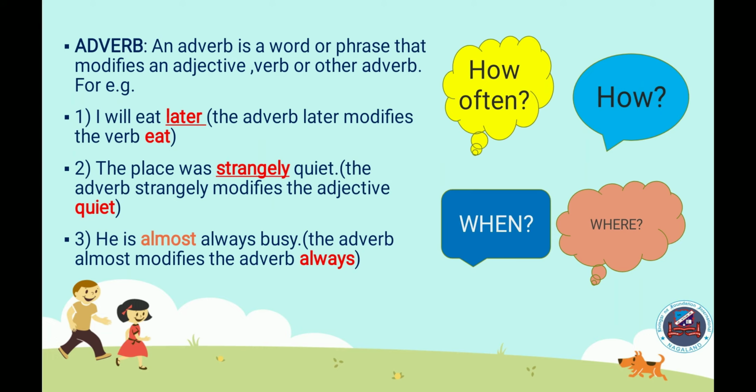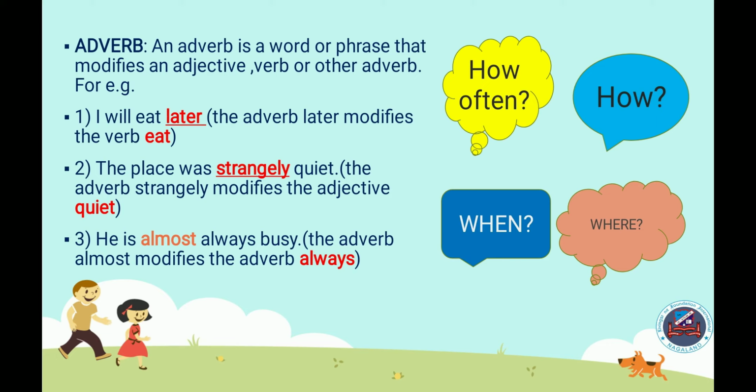For the next grammar topic, we have adverbs. Now, what is an adverb? An adverb is a word or a particular phrase that modifies an adjective, verb, or other adverb. It helps to answer questions like how often, when, how, where. For example, I will eat later. Here the adverb later modifies the verb eat.